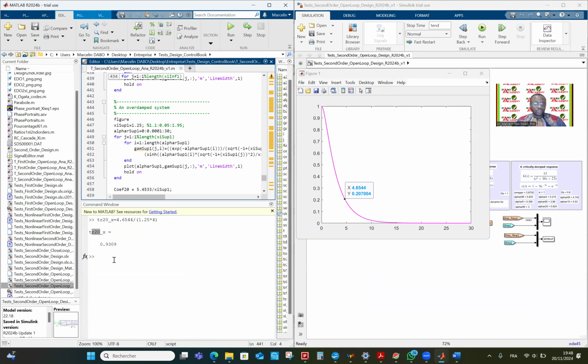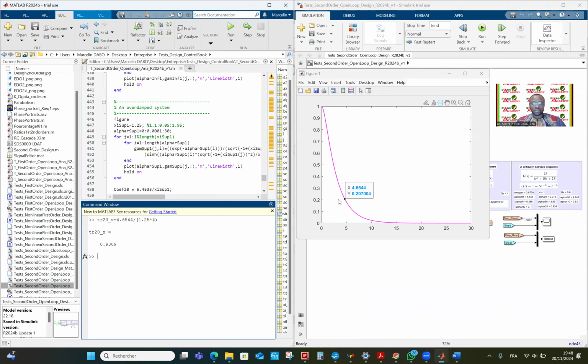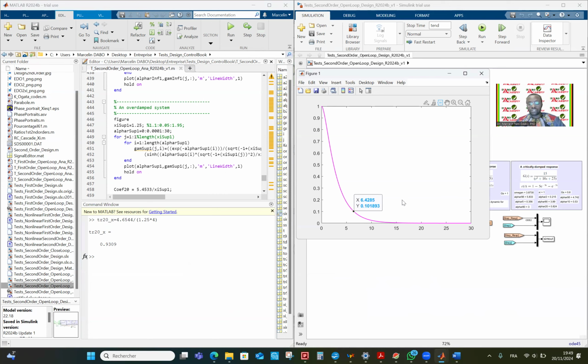Or we can do it also, because this is at 20%. Let's go do it at 10% and then check what is happening. What is the value of the time response that we will be having? Let's go.